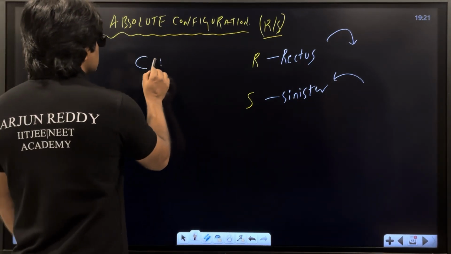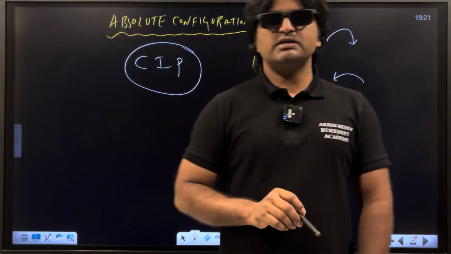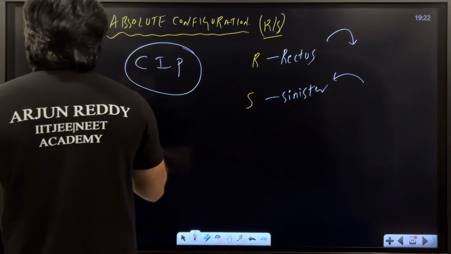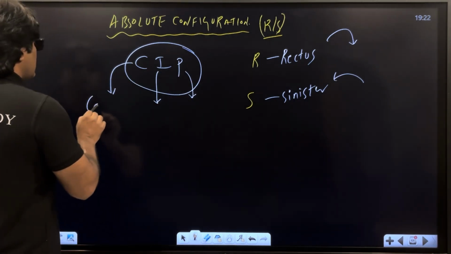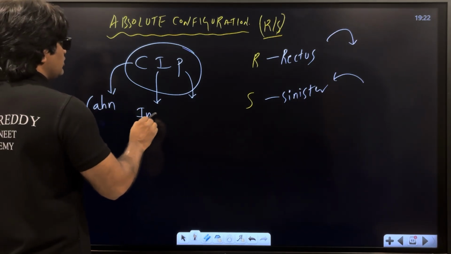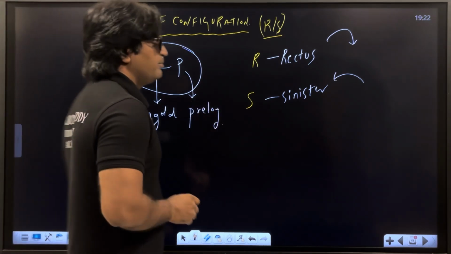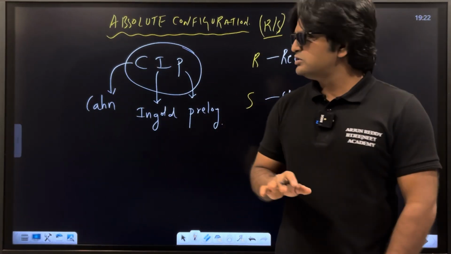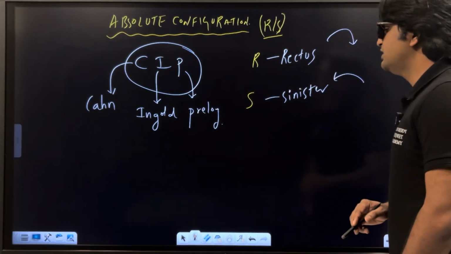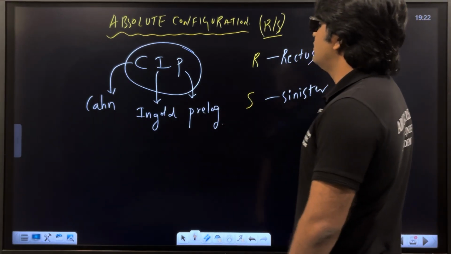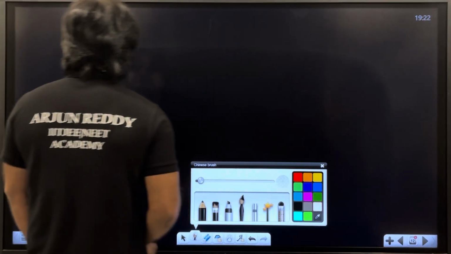Those rules are known as CIP rules. With the help of CIP rules, we are giving RS configuration. What is the meaning of CIP? Three different people proposed these rules: Cahn, Ingold and Prelog. These are known simply as CIP rules, the Cahn, Ingold, Prelog rules. So what are the CIP rules? One by one we will discuss them.